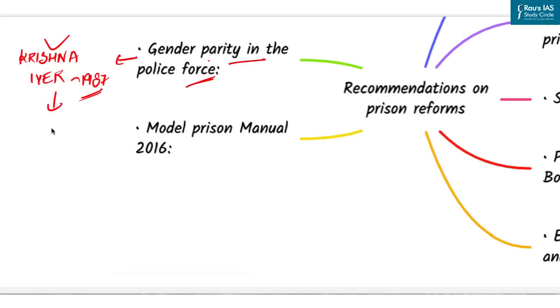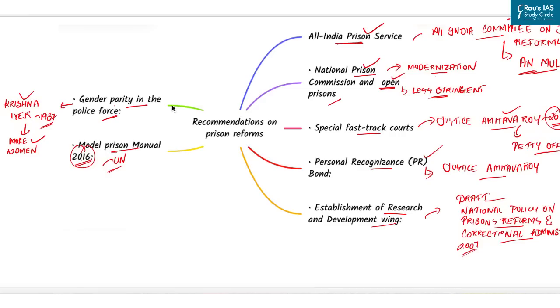It recommended induction of more women in the police force in view of their special role in tackling women and child offenders. Last but not the least is the Model Prison Manual 2016. The Union Home Ministry has developed a Model Prison Manual 2016 in alignment with UN resolutions, so all states must implement it in its letter and spirit. So these are all the recommendations on prison reforms.